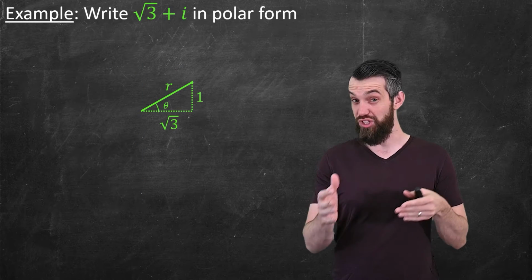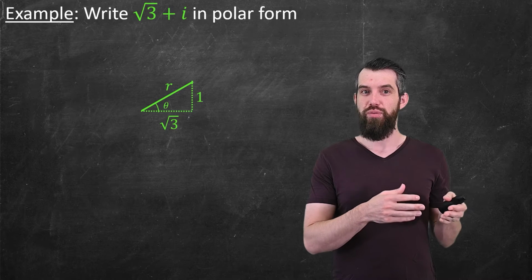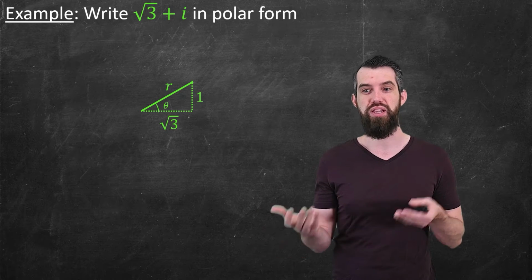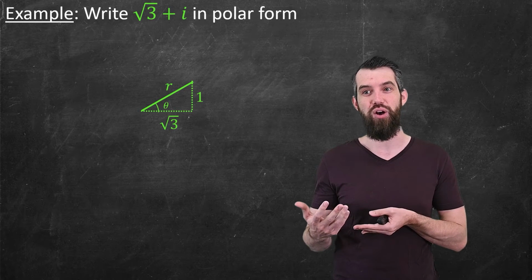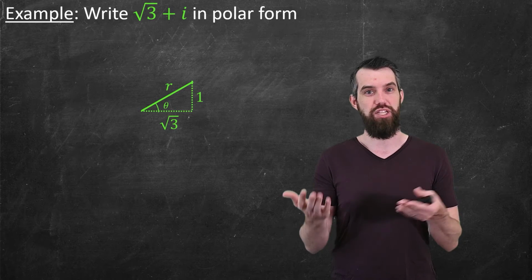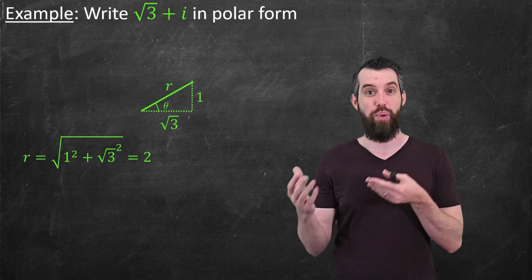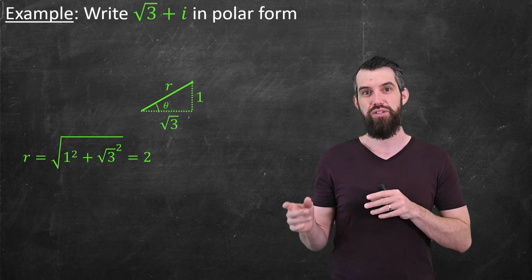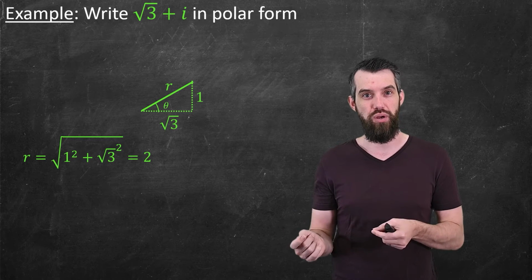Okay, so let me focus just on that triangle. The base of that triangle, because it's got a real component of root 3, is just root 3. The height of that triangle, because it's got an imaginary component of i times 1, is 1. And then just by Pythagoras, what is the hypotenuse? It's the square root of 1 squared plus root 3 squared, in other words, 2. So in this example, the radius is 2.